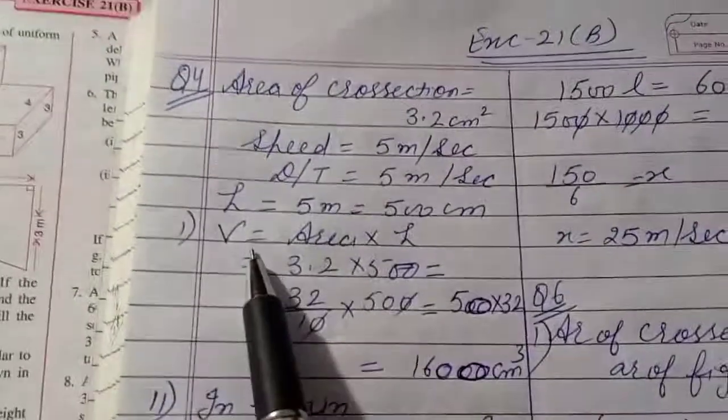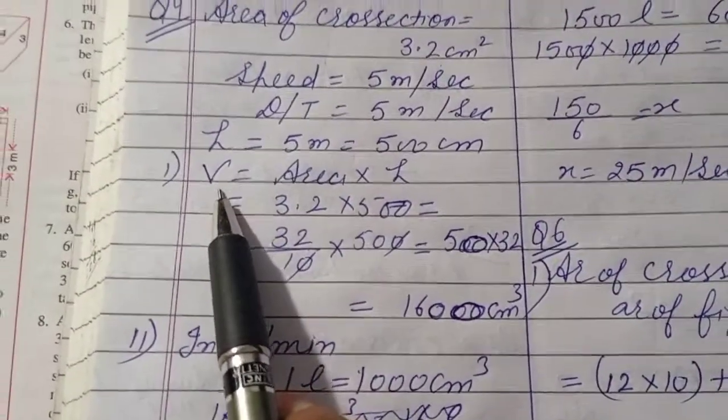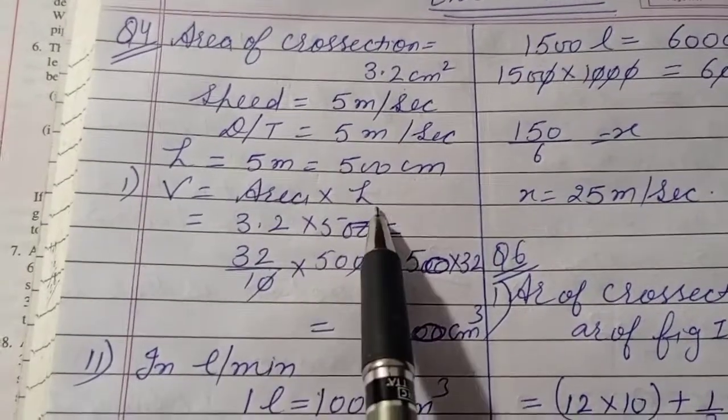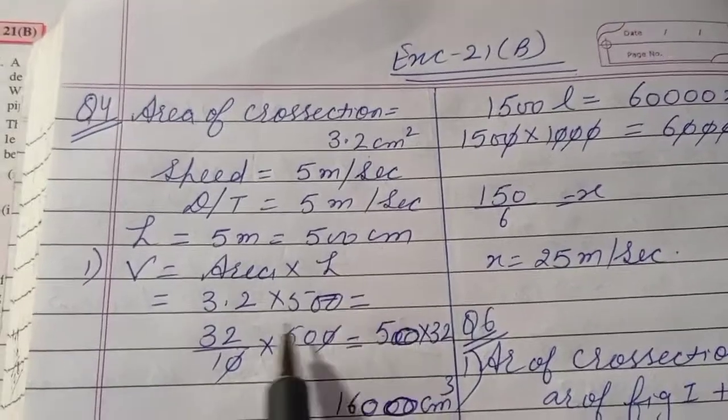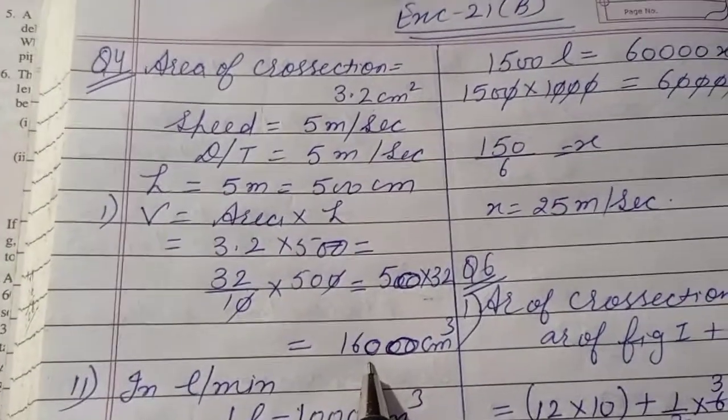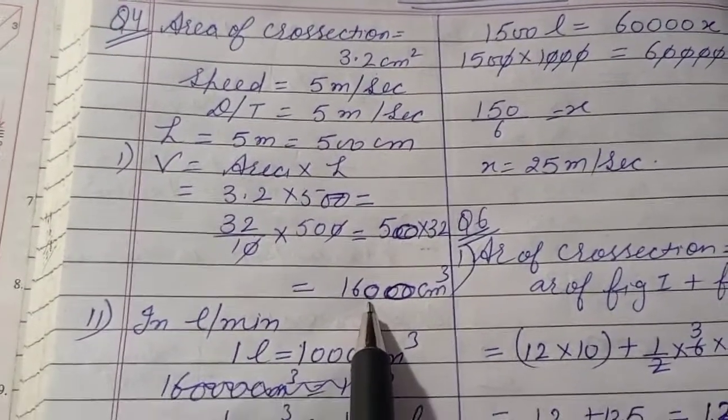In the first part, you are asked to find the volume. You know the formula of volume, that is equal to area of cross section multiplied by length. This value is given to us, 3.2. The length we got is 500. Multiply. So this is the volume in terms of centimeter cubes.